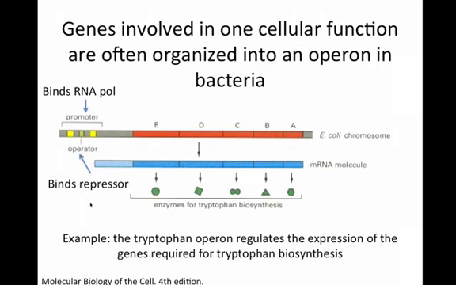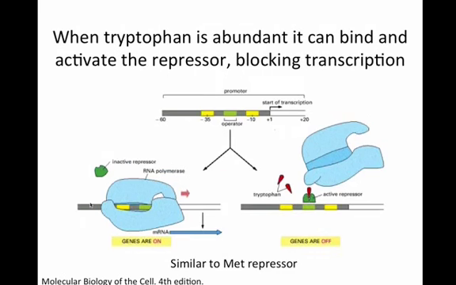I did give you the example of the locus control region, but it's still quite different. I don't think they're exactly the same, but it is an example of a way to regulate a group of genes in eukaryotic cells. Okay, so when tryptophan is abundant, it can bind and activate the repressor, blocking transcription. We already saw this, so I don't need to go too much into it, right?